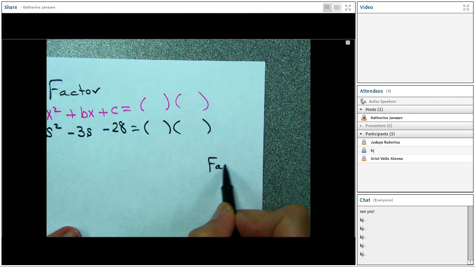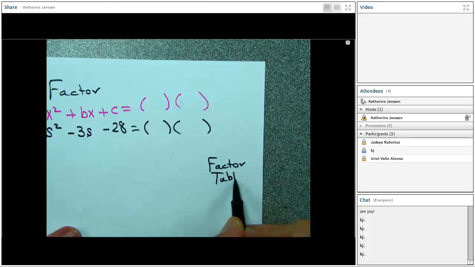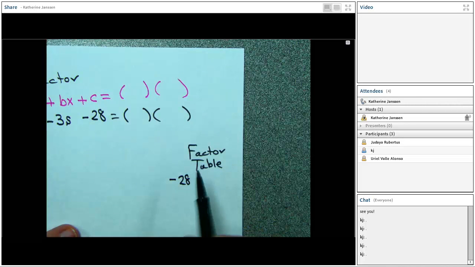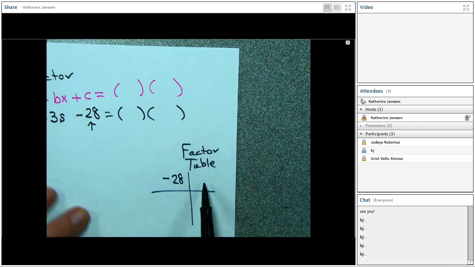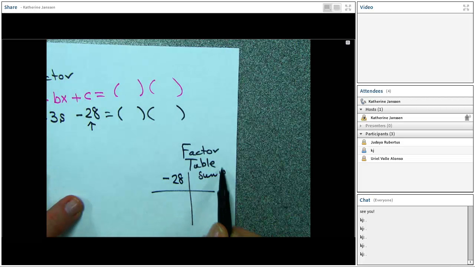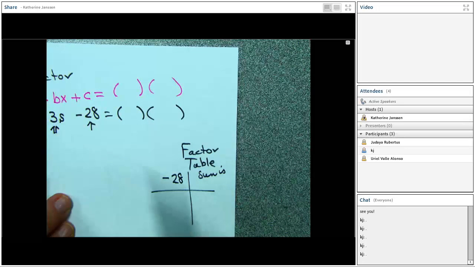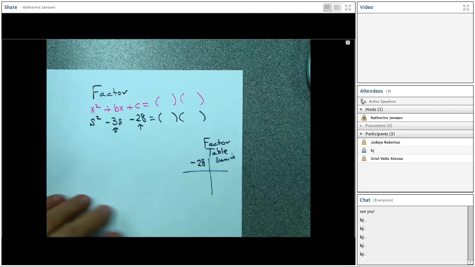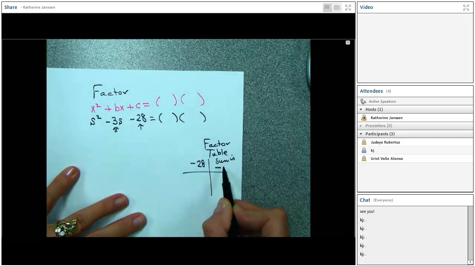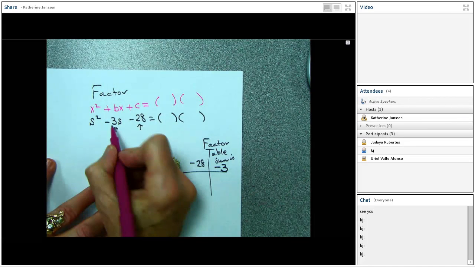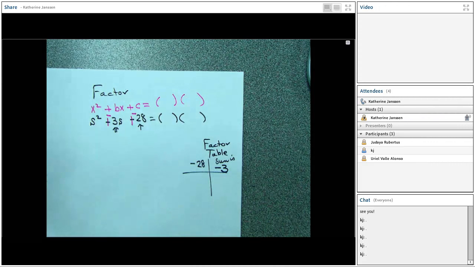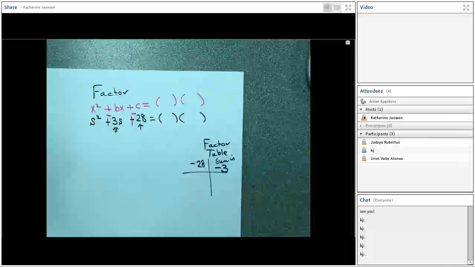So I'm going to build my factor table and try to find that factor pair whose product is the constant, negative 28, and the sum of the factor pair is the coefficient on the middle term. The coefficient on the middle term is negative 3. Change subtraction to addition if you have to. Change subtraction to addition and add the opposite. Now you see the sign on the term itself.